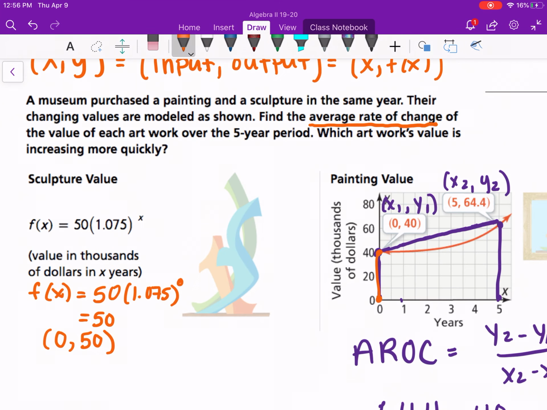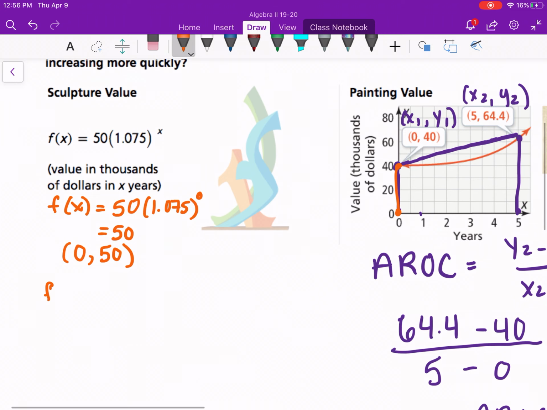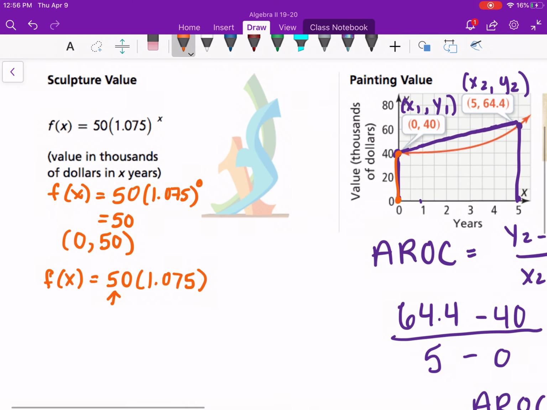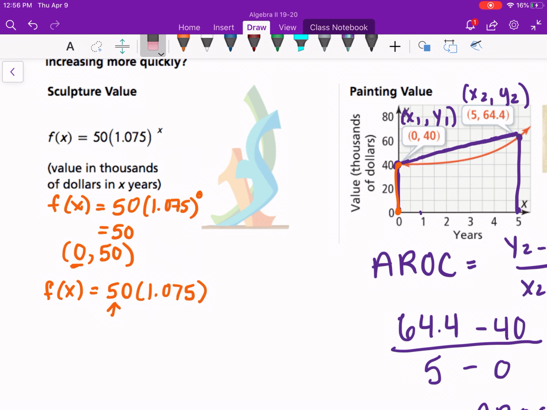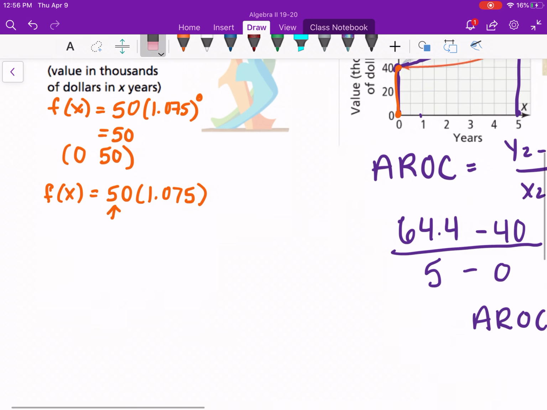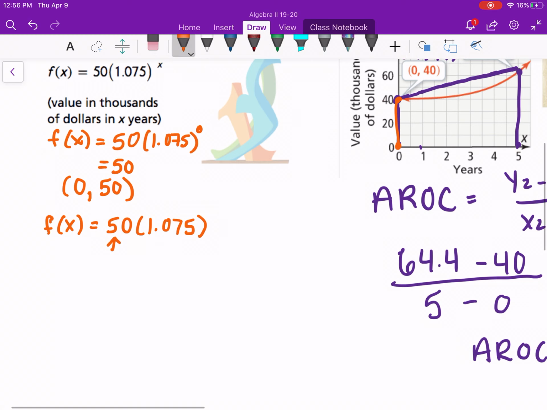So then I go back. That's my first ordered pair. Now I want to know what the function spits out when I plug in 5 years. I want to use this function, and this function should look familiar to you. You have your initial value, which makes sense. When we bought the painting at 0 years, it was worth $50,000. Sorry, guys. This right here is my growth factor. It's bigger than 1. So we can see that it's getting bigger. It's accruing more money. And then my time is 5.